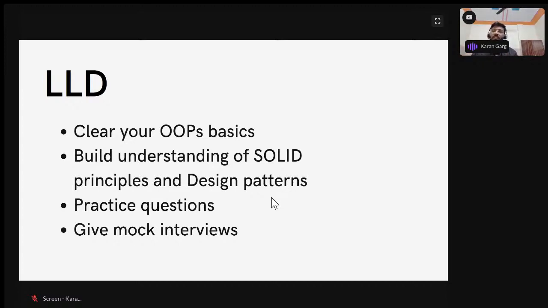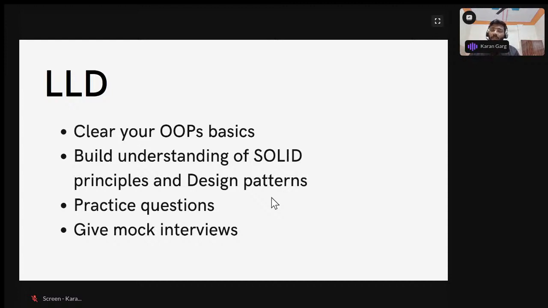So to ace this, the preparation basically involves, first of all, clearing your object oriented programming basics. What is inheritance? What is abstraction, encapsulation, polymorphism, when to use what, when to use an abstract class, when to use an interface. These are the very basic stuff that you need to be clear on. You should understand how these work and when to use what.